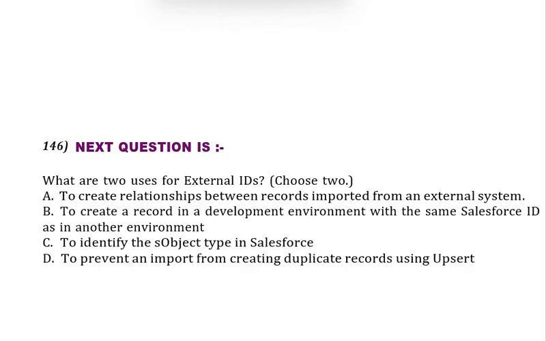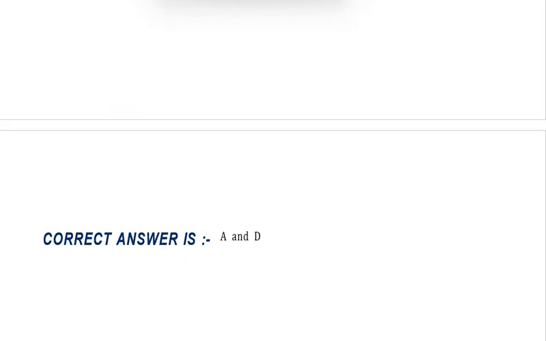Question is, what are two uses for external IDs? Option A, to create relationships between records imported from an external system. Option B, to create a record in a development environment with the same Salesforce ID as in another environment. Option C, to identify the S object type in Salesforce. Option D, to prevent an import from creating duplicate records using upsert. Correct answer is option A and option D.